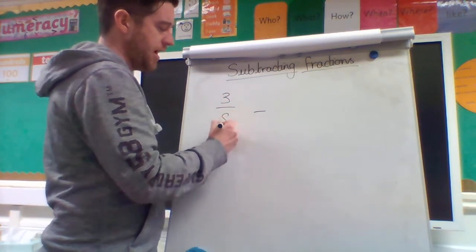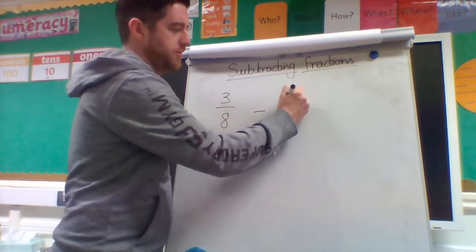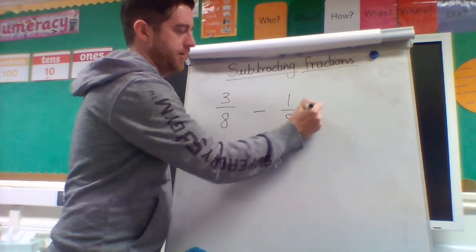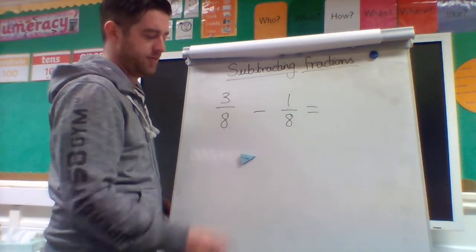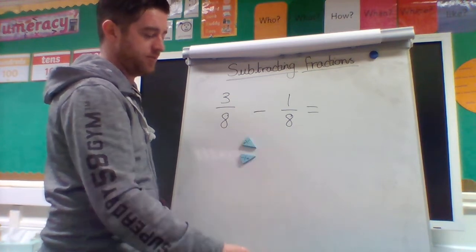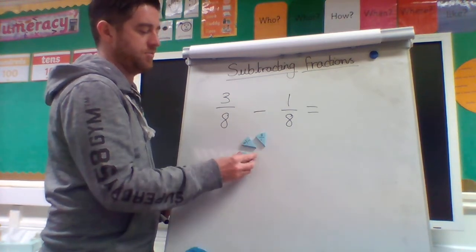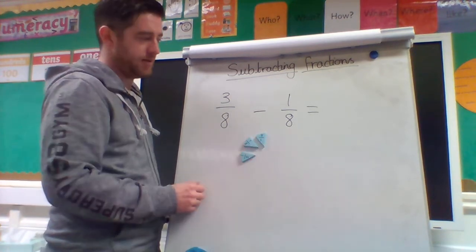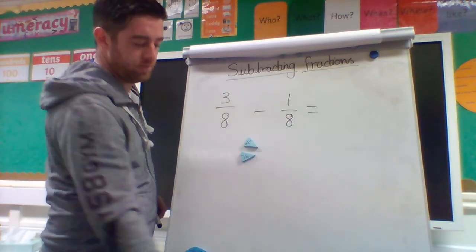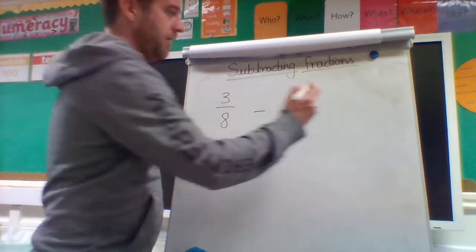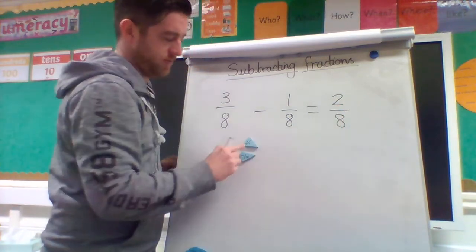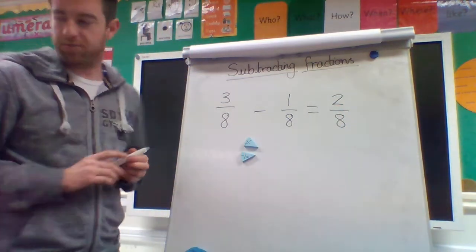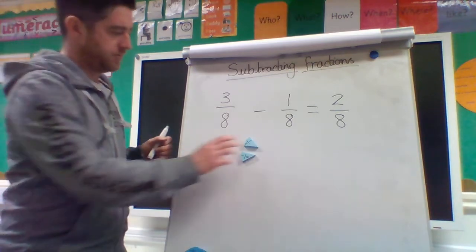So 3/8 subtract 1/8. I'm going to get my 3/8: 1/8, 2/8, 3/8, so there's 3 parts out of the 8, 3/8. And if I subtract 1, I have 2/8 left. Okay, nice easy one to start us off. Next one.